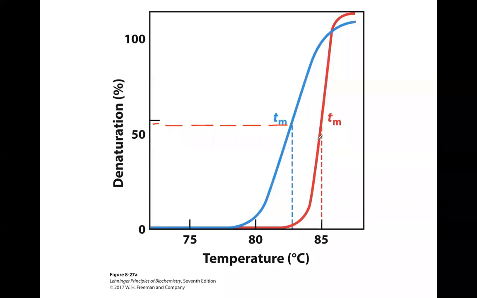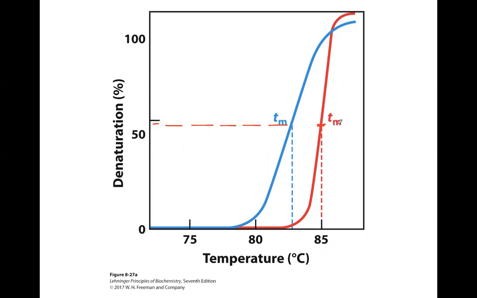So you can see, to denature half of all the DNA, you need 85 degrees Celsius. To denature half of the DNA here, you need only 83 degrees Celsius, right? So Tm is the temperature at which 50% of the DNA has been denatured. Okay.